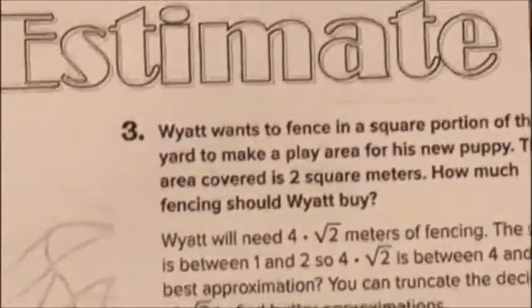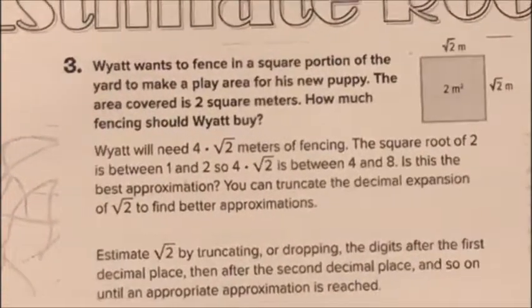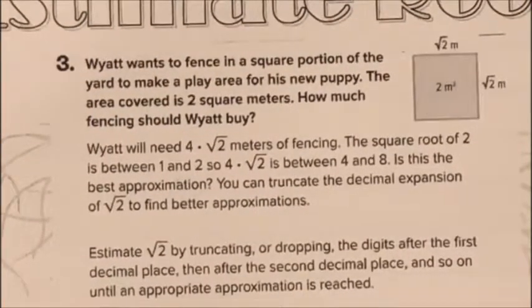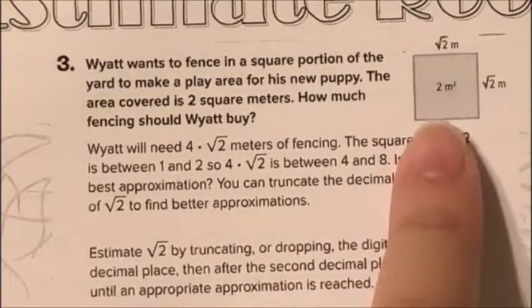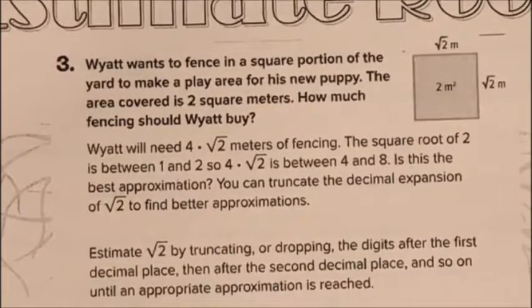Looking at the next page, I have example number 3. Okay. So example number 3 says, Wyatt wants to fence in a square portion of the yard to make a play area for his new puppy. The area covered is 2 square meters. How much fencing should Wyatt buy? Okay, so over here I have my square, 2 square meters, right? Wyatt will need 4 times the square root of 2 meters of fencing.